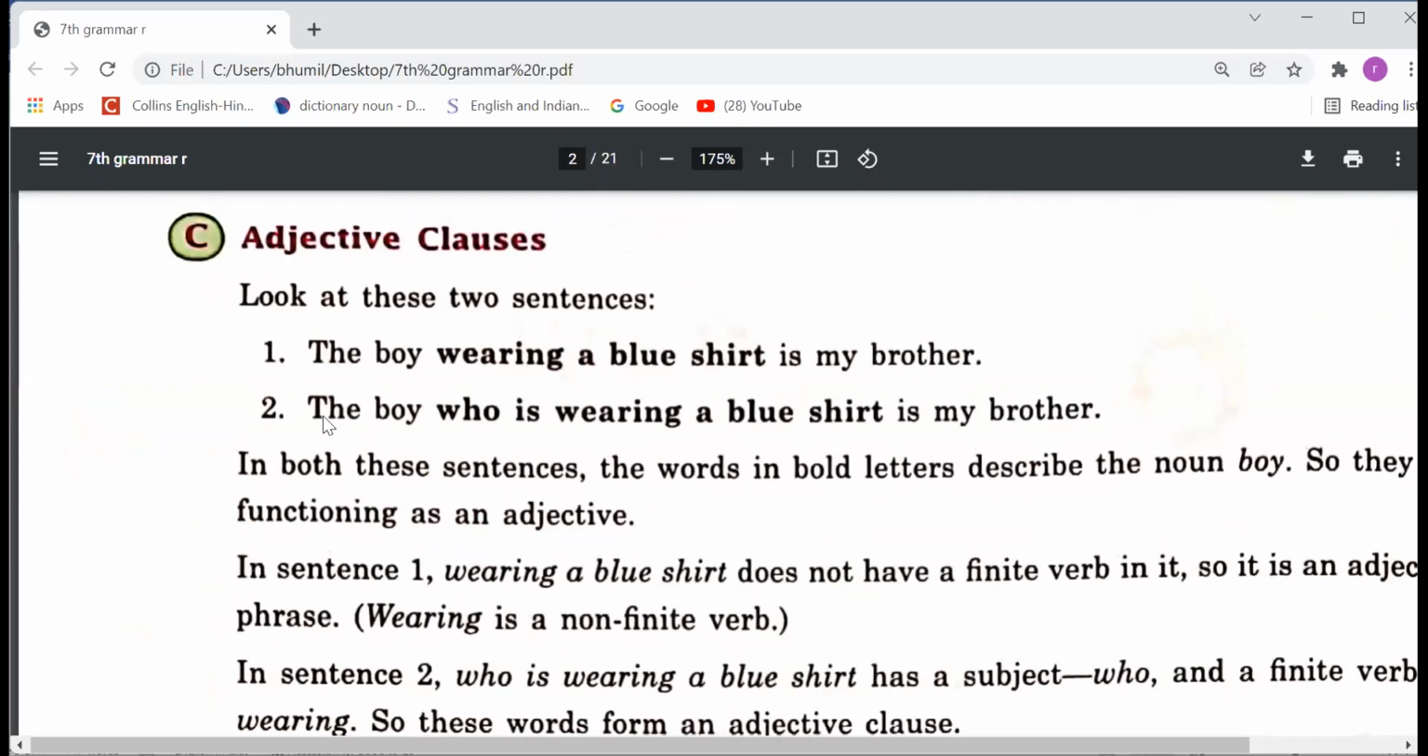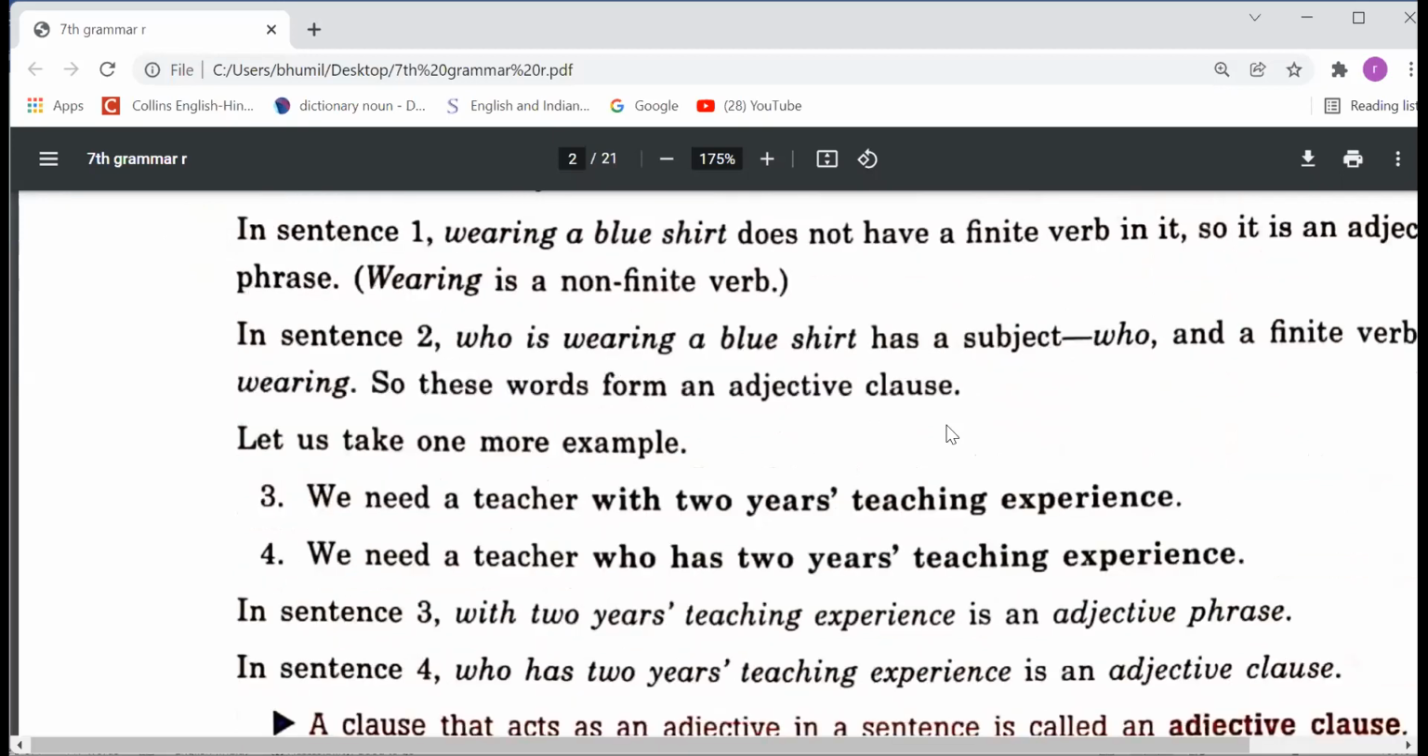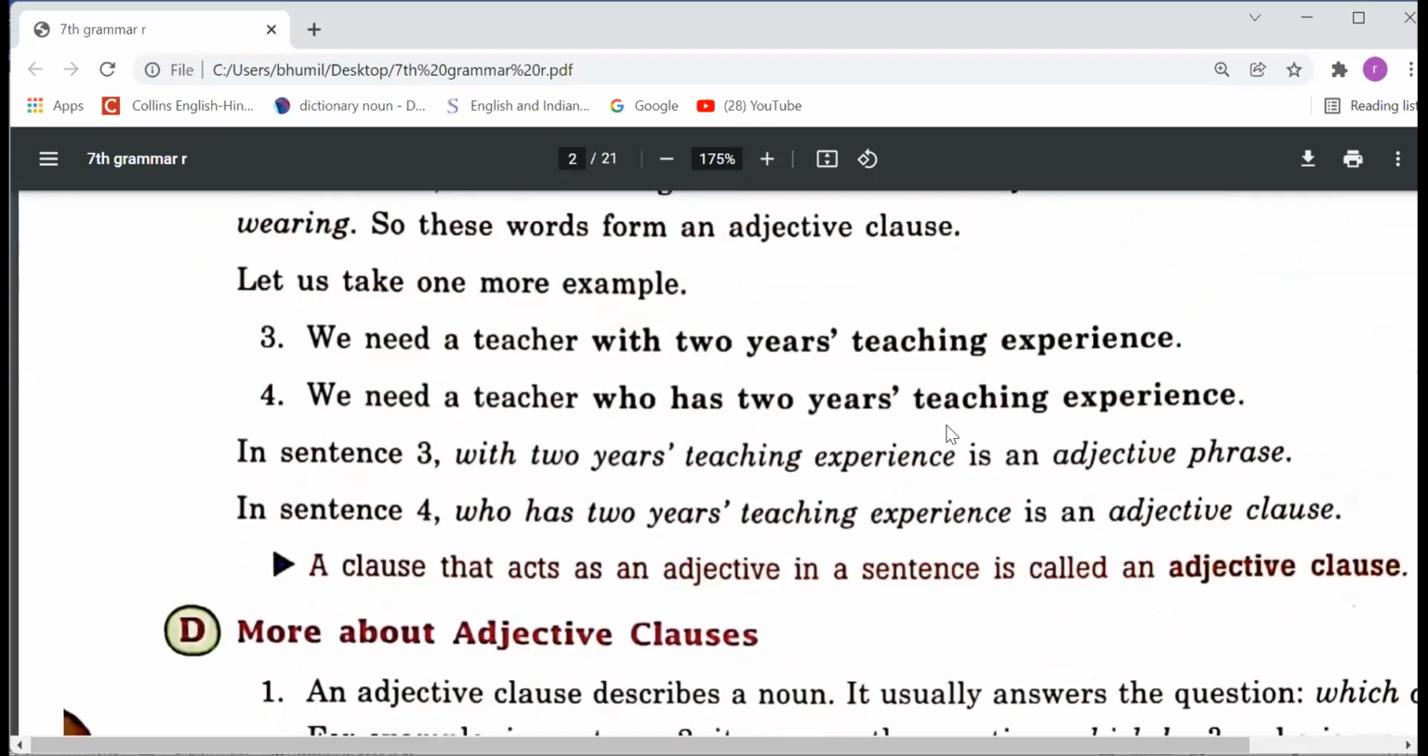describing the boy. The boy who is wearing a blue shirt is my brother. So who is wearing a blue shirt? This part is called a clause. Why is it a clause? Because the subject is there, who, and the finite verb is there, is wearing. So this part is called a clause, but the type of this clause is an adjective clause. Why? Because it is describing the boy, the type of the boy. The boy who is wearing a blue shirt, वो लड़का जिसने blue shirt पहनी हुई है, is my brother, मेरा भाई, right? All the things whatever I have told you, that's written here.